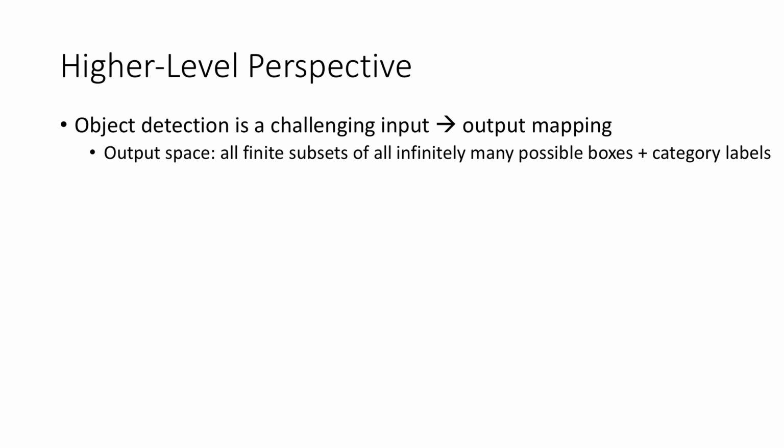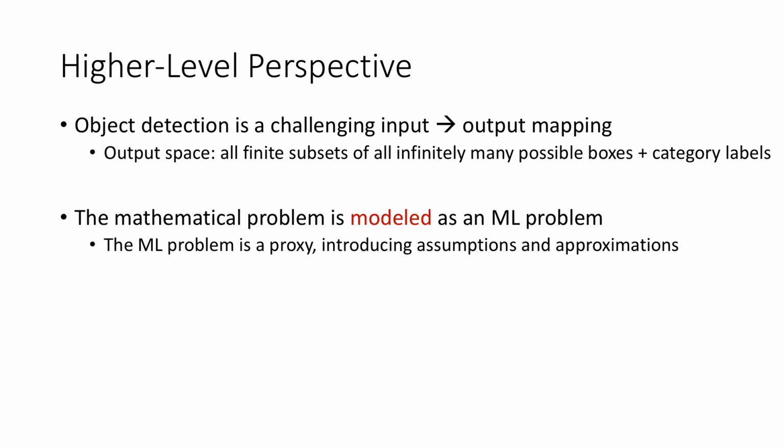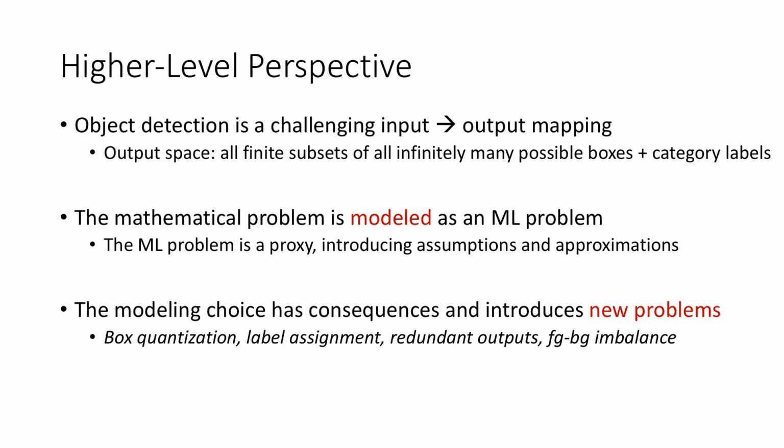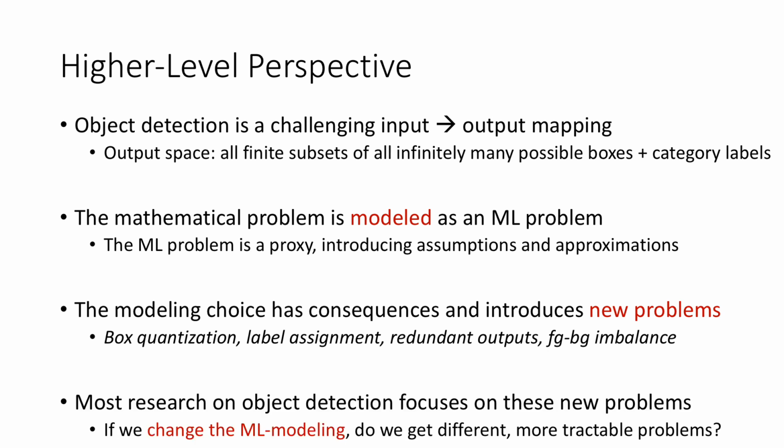Now I want to offer a higher-level perspective beyond the scope of the classic method. The perspective starts from the view that object detection is a very challenging input-to-output mapping problem. This abstract mathematical problem is modeled as a machine learning problem. The machine learning problem is itself a proxy, and the specification of it involves introducing new assumptions and approximations. The choices that are made may introduce new subproblems that require solving. Most of the research on object detection focuses on solving these new subproblems, so it effectively operates one level below the original object detection problem.